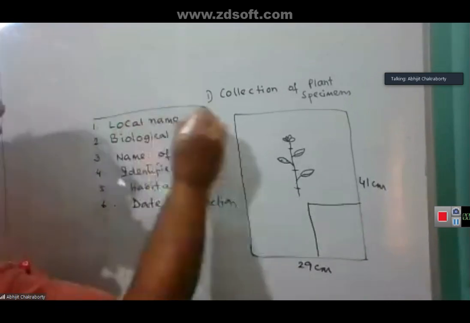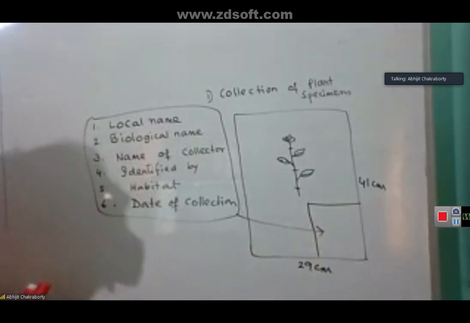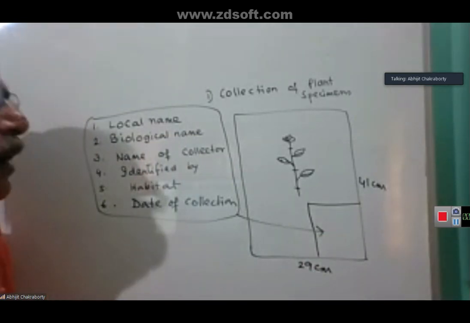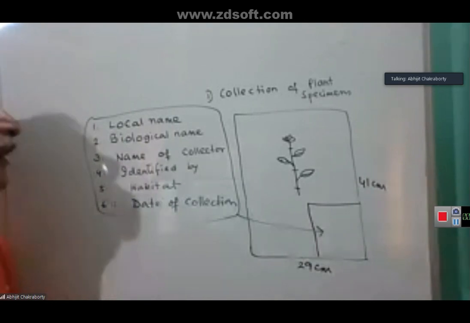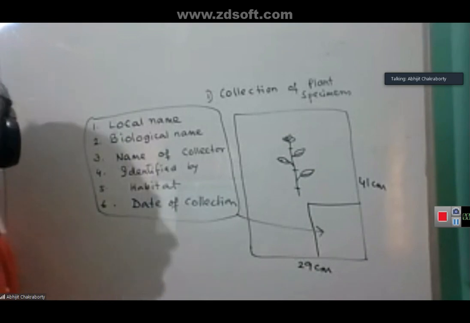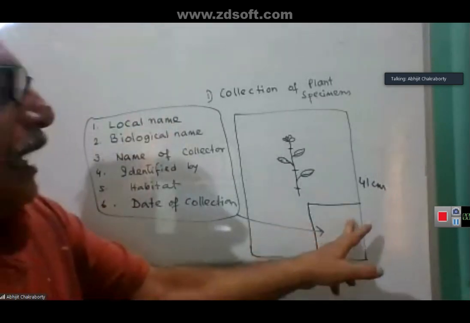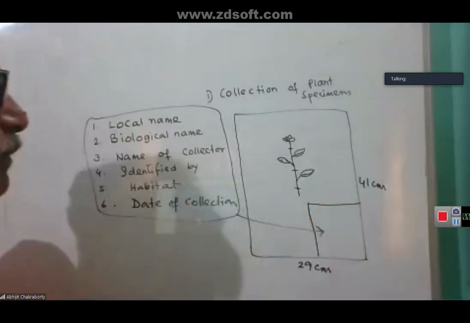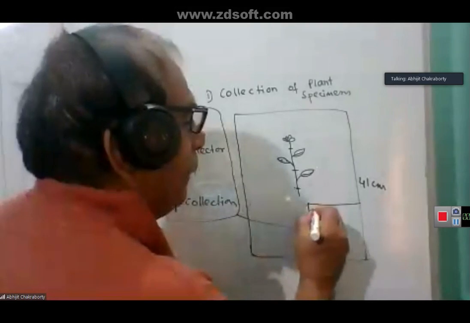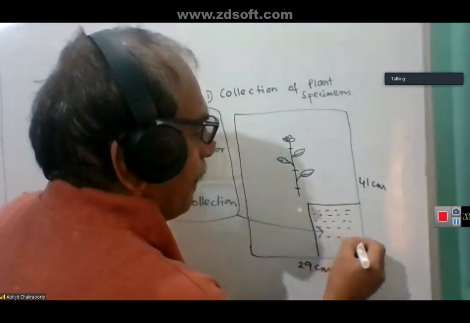So these things are to be placed here: local name, biological name, name of collector, identified by, habitat from where you collected it, and the date on which you collected this specimen. All this information goes in the right hand lower corner of the herbarium sheet. Here you have to write the name, like this.